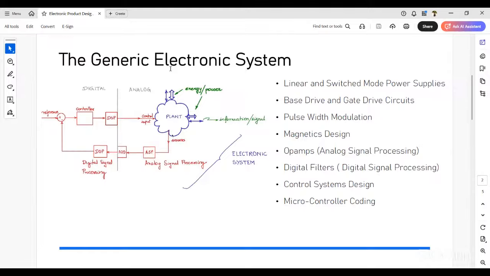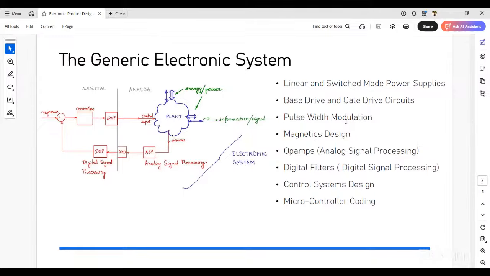Can you see the slide, the second one? It's visible, right? So this will be the main focus of this course. We will be talking about the generic electronic system, and these are some of the topics that will be covered in this course. This course is a combination of several things that you have studied in your foundation program and your diploma program. Many of those things come together here.